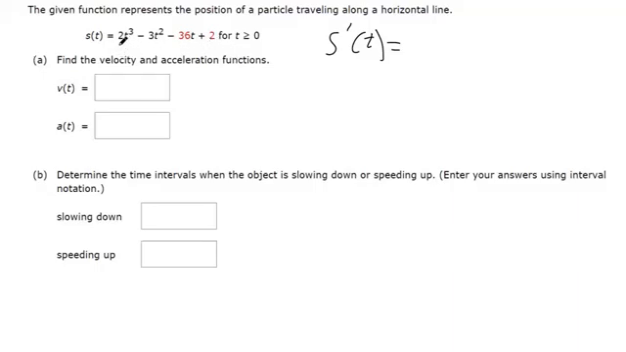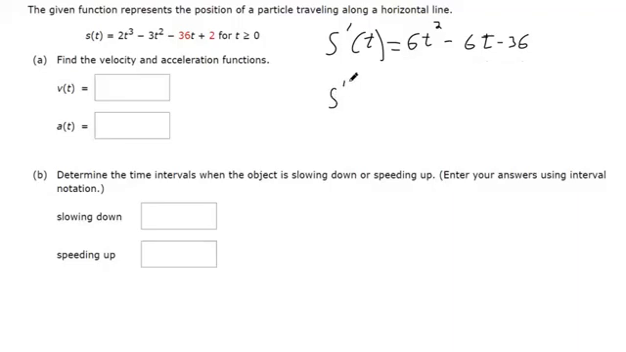We can start with the derivative of 2t to the third. The 3 comes down and multiplies, and then it gets reduced by 1. The 2 comes down and multiplies, and then the power gets reduced by 1. And then we got minus 36t. The 1 comes down and multiplies. And there's our velocity function: 6t squared minus 6t minus 36.